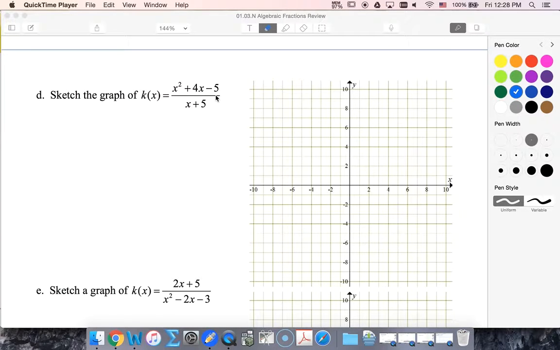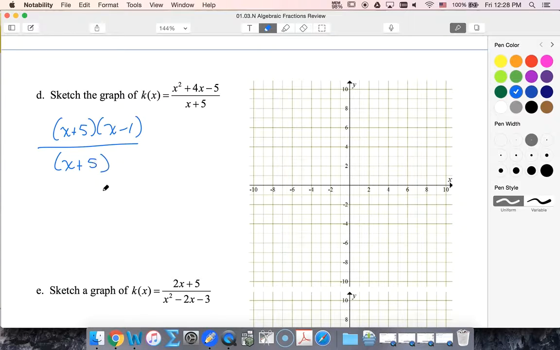All right, so now I'm going to look at this one. I notice that my top factors, and that's going to factor x plus 5, x minus 1 over x plus 5. So again, I'm going to have a point discontinuity when x is equal to -5. When x is equal to -5, my point discontinuity will be at -5. -6 is my point discontinuity. And otherwise, this will look like the line x minus 1.